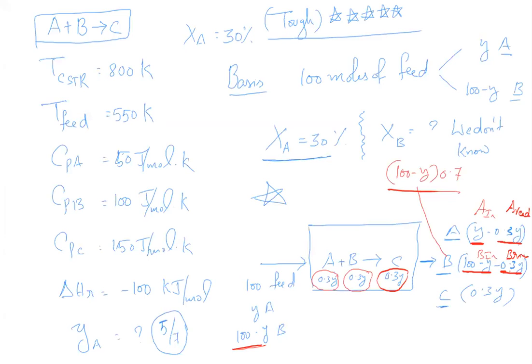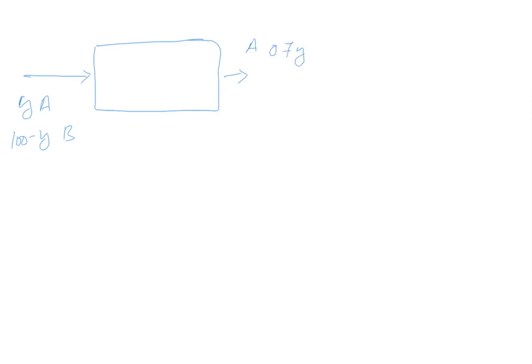Then I am going to the next board. So I'll rewrite the moles again: Y of A, 100 minus Y of B. Out: 0.7 Y of A, B is 100 minus 1.3 Y, C is 0.3 Y. So this is what A, B, C are.